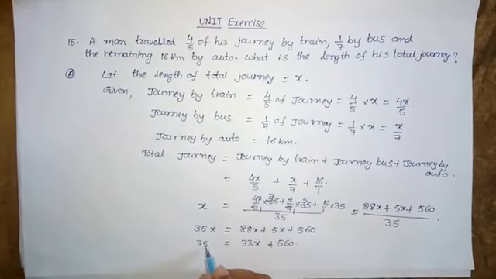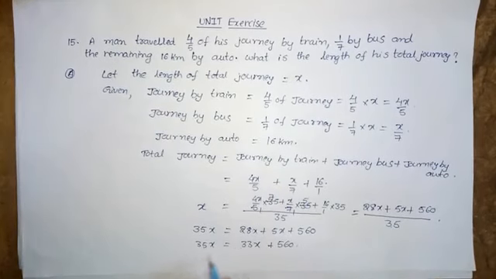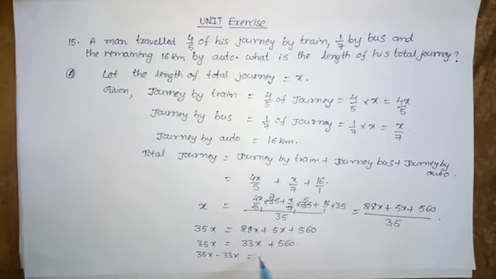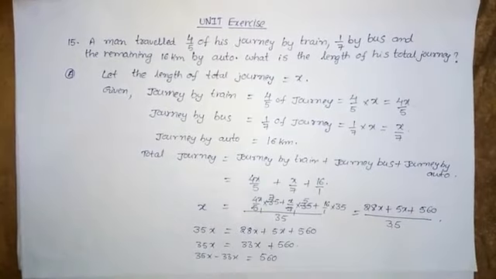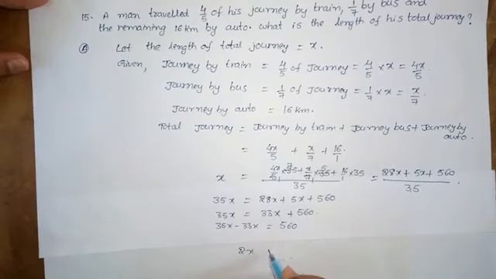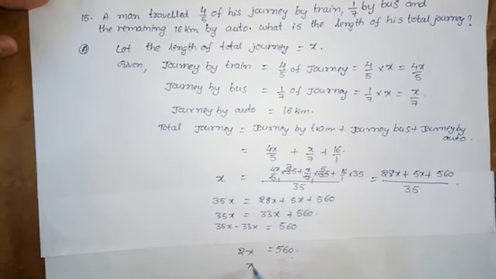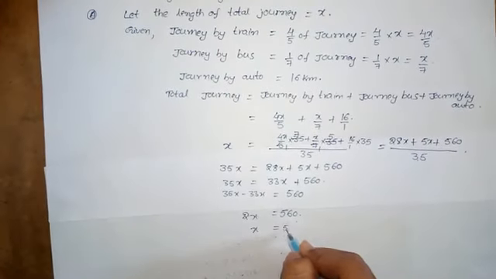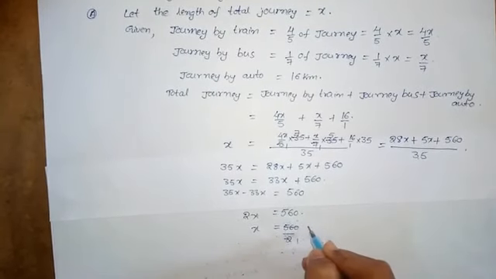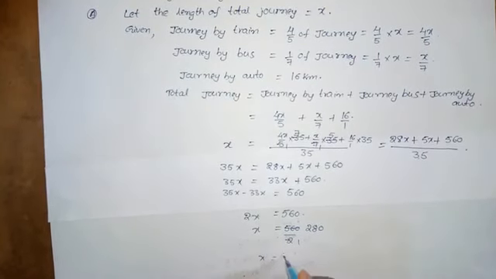So this is 35x. 33x is moving to the left side as minus 33x. So 35x minus 33x is equal to 560. 35x minus 33x becomes 2x. So 2x is equal to 560. Find the x value. So from this, x is equal to 560 by 2. 2 ones are 2, 2 twos are 4, 2 eights are 16, 2 into 0 is 0. So x is equal to 280.